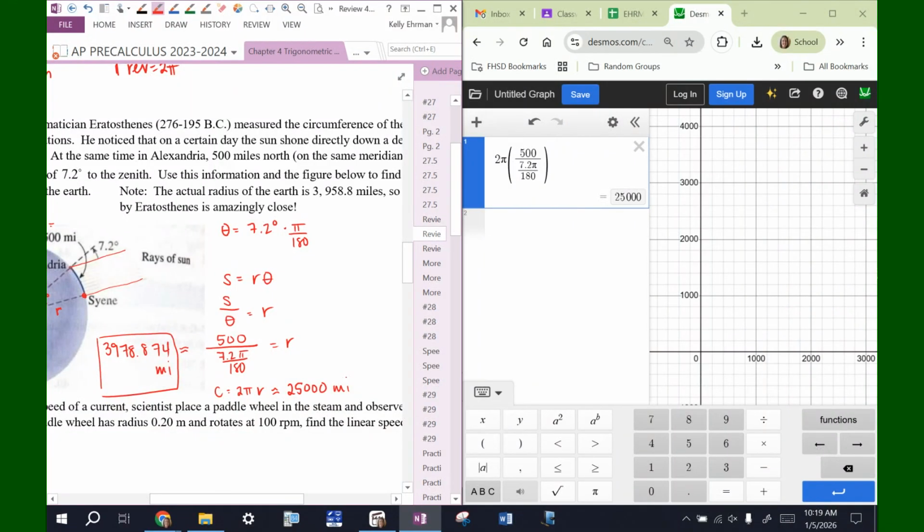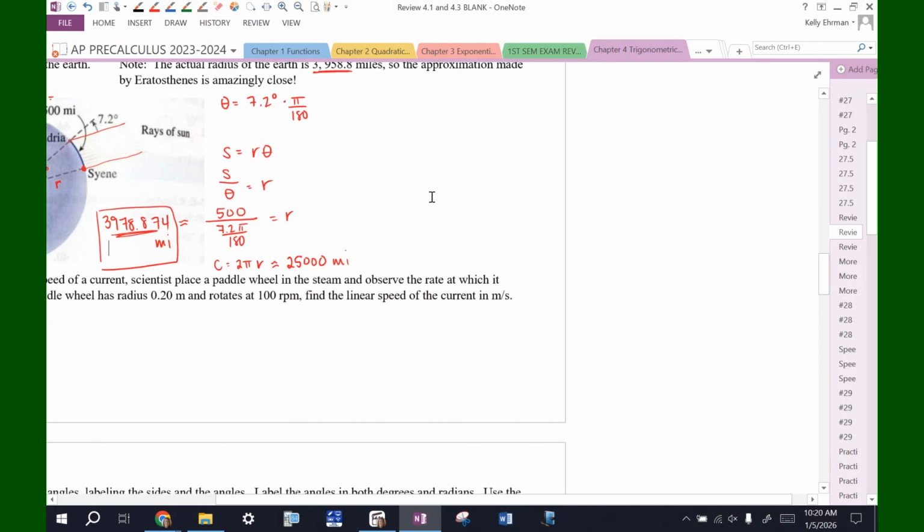All right. And just fun fact, the actual radius of the Earth is 3,958.8 miles. I mean, that's pretty close. This is 276 to 195 BC or BCE. I mean, that's pretty amazing that they could get that accurate without all the technology that we have, just with straight up math. Okay.